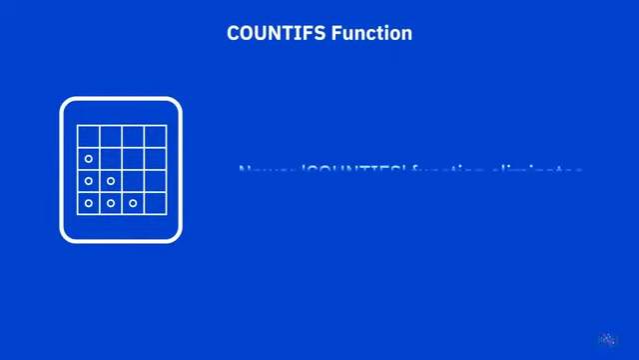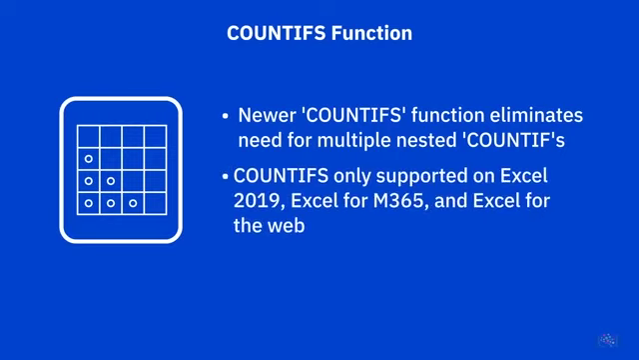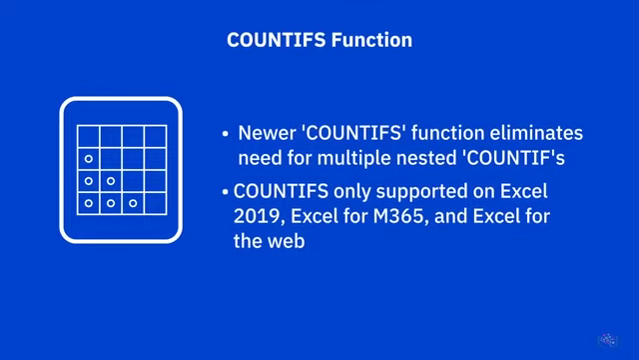There is also a newer function called COUNTIFs, which applies criteria to cells across multiple ranges to count the number of occasions where all criteria have been met. This removes the need to use multiple COUNTIF functions in a long and complex single formula. The COUNTIFs function is only supported on Excel 2019, Excel for Microsoft 365, and Excel for the web.